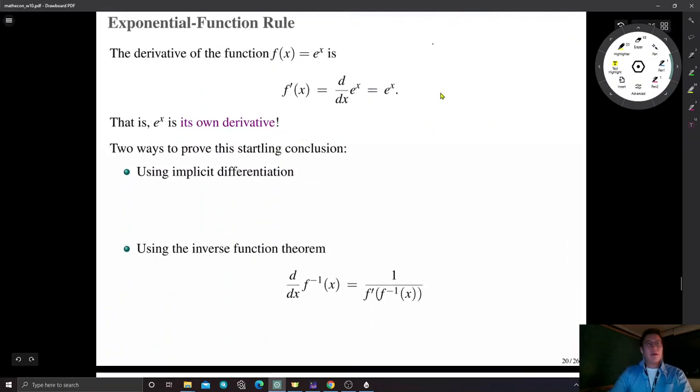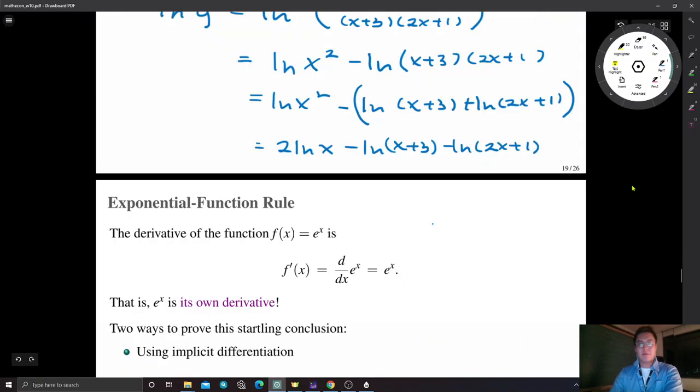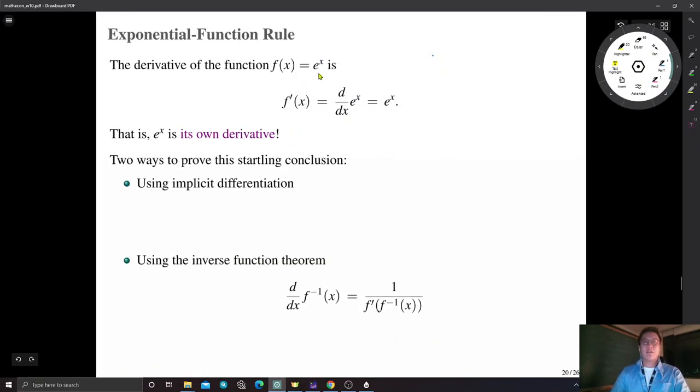Now let me explain how to take the derivative of an exponential function. That is way simpler than before. The derivative of e to the power x is itself. So e to the power x is its own derivative. There are two ways to show this: we can use implicit differentiation, or we can use the inverse function theorem.